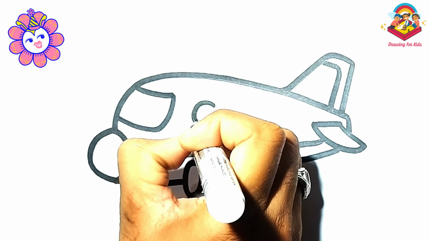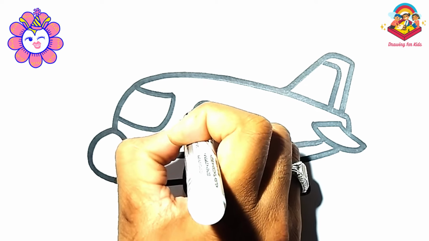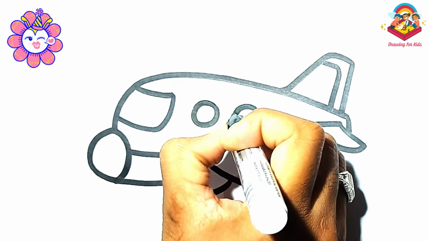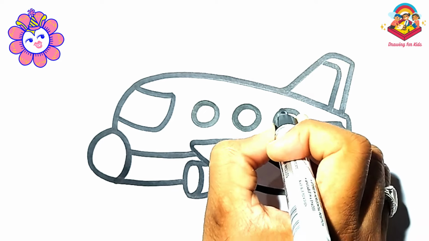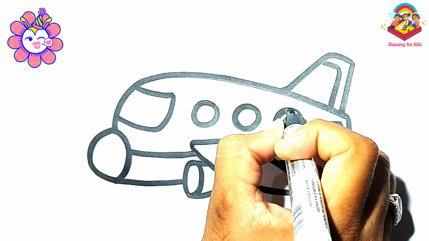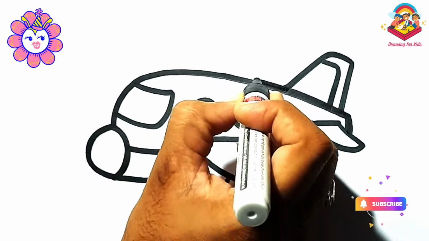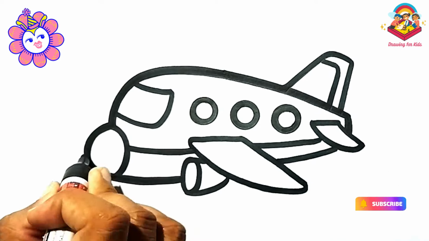Now we add a few small windows along the side of the oval. Now, let's enhance the details by boldening the outlines.